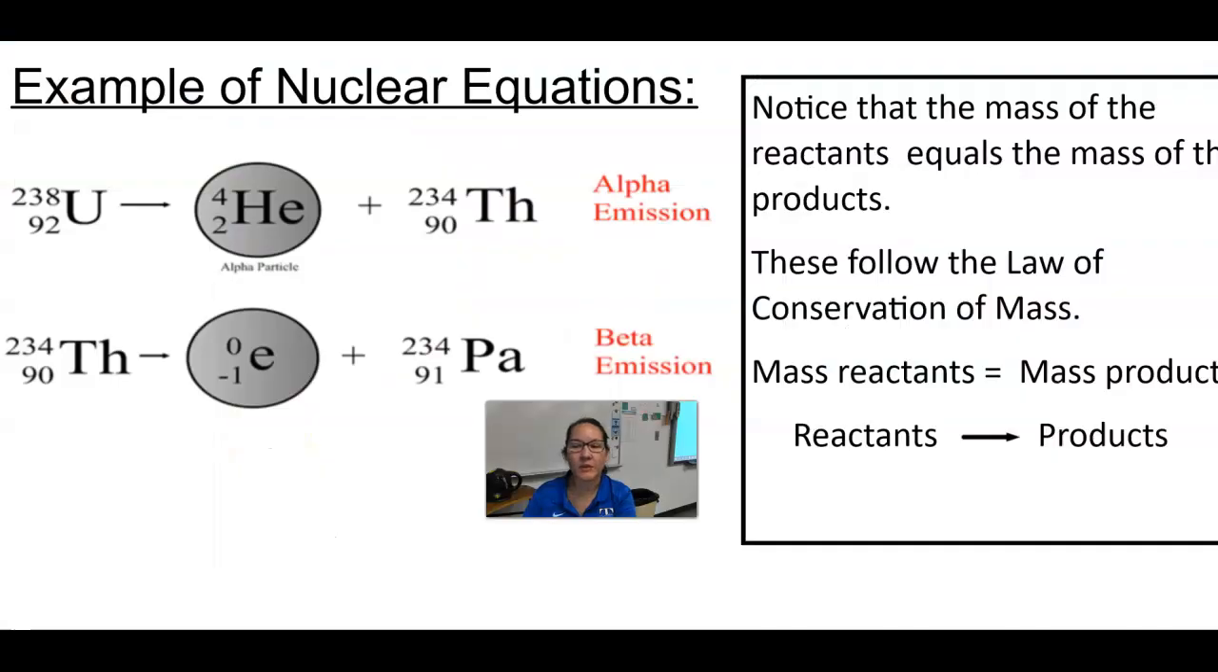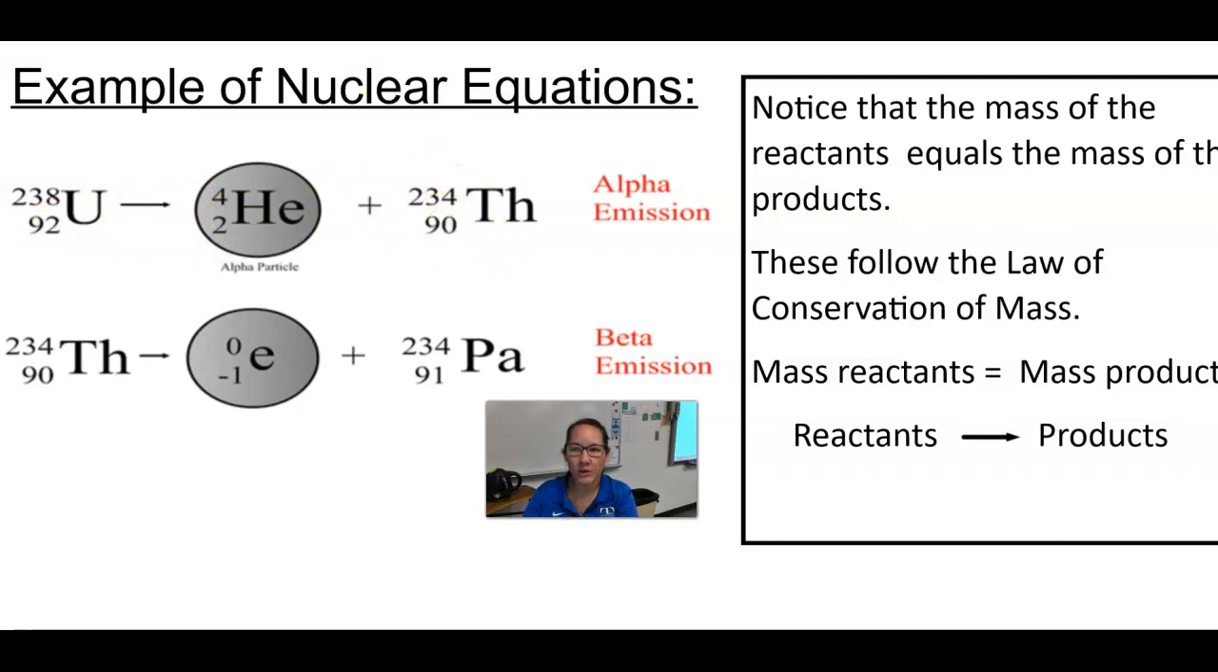So examples of nuclear equations are written like this. We have a 238 mass over 92 atomic number, that's uranium, and to go through alpha decay, it's going to emit an alpha particle, which is a 4 over 2 helium. And then notice that the mass has to decrease by 4, so instead of 238, now it's 234, and the atomic number is going to decrease by 2 and become 90.